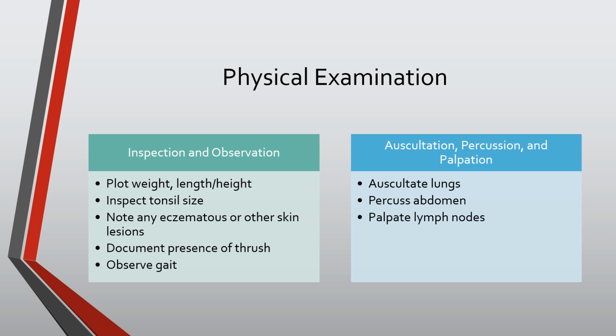And then we're going to auscultate, percuss, and palpate. We're going to auscultate the lungs, listening for any adventitious sounds. Wheezing could indicate an allergic reaction. We're going to percuss the abdomen and determine the liver span. And then we're going to palpate for any lymph nodes.